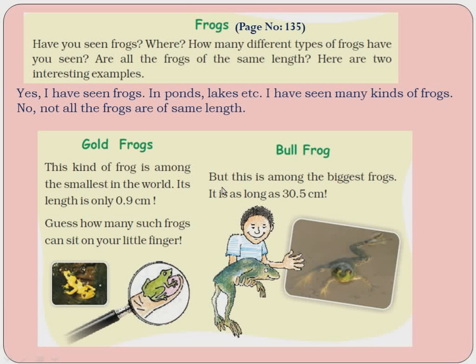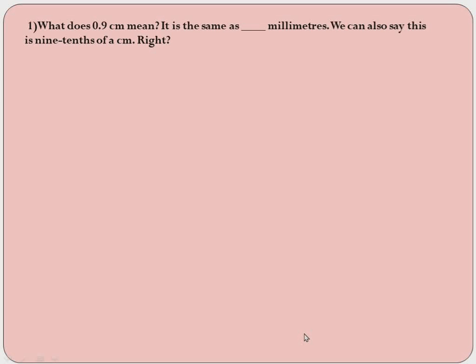Now the bullfrog, this is among the biggest frogs. It is as long as 30.5 centimeters. What is the length of this frog? It seems 30.5 centimeters, more than your big scale.